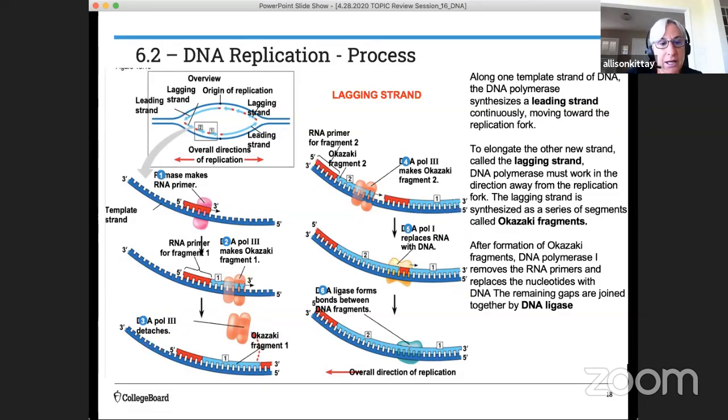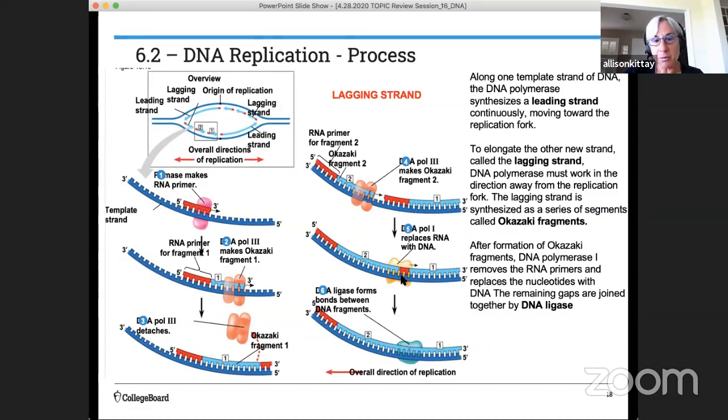So if you look carefully at the image, first in the first one, we see the RNA primase is this pink enzyme, and it is making the RNA primer, okay, in the 5' to 3' direction. Then we see DNA polymerase 3 will begin at the 3' end of fragment 1, and it will synthesize the new DNA. And that is the Okazaki fragment. Then the DNA polymerase 3 will detach, and over here, DNA polymerase 3 is going to go back and start working on Okazaki fragment 2, okay?